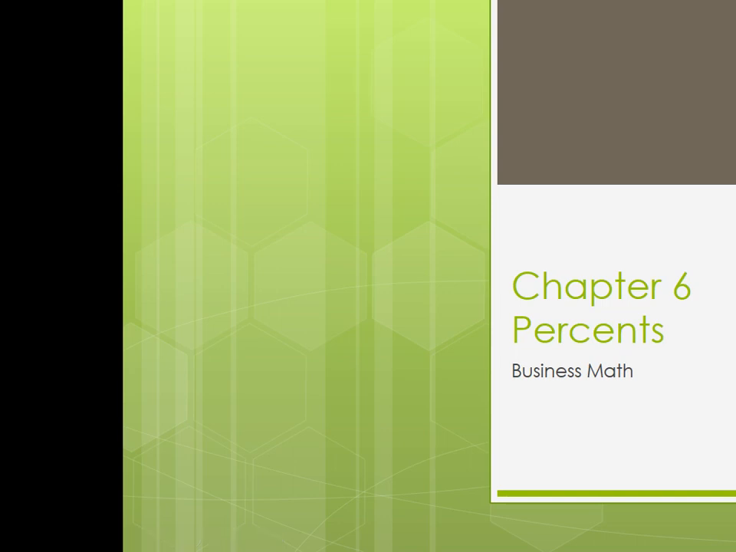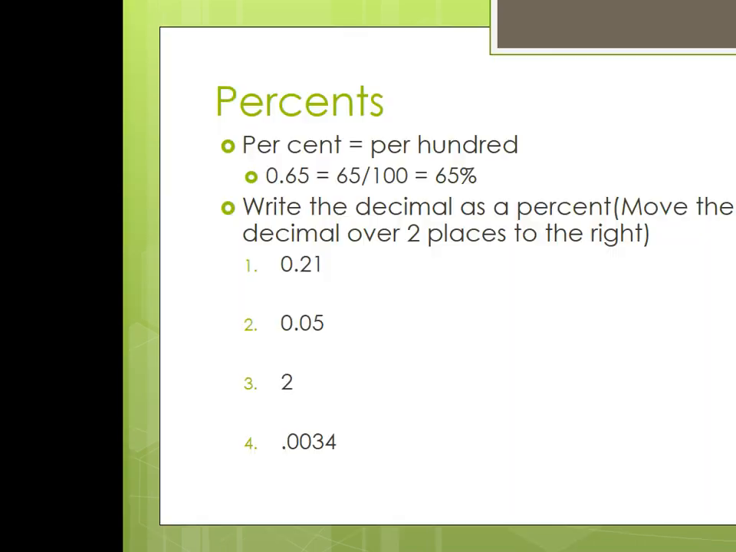All right, this chapter is all about percents. So this is chapter 6. And the word percent is actually a Latin word that means per 100. So when you see percents, you'll see them often written as out of 100. So for example, 10% is really 10 out of 100.